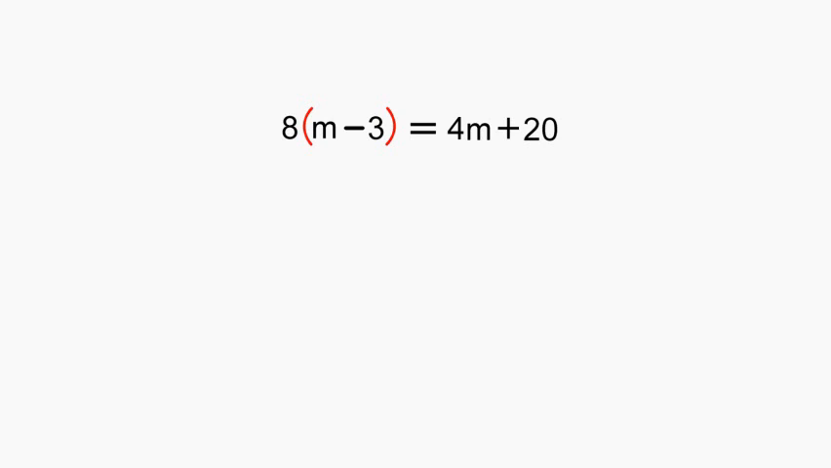The first step is that I have to remove or get rid of the parentheses on the left side before I can move things around. The 8 is going to multiply everything inside the parentheses. 8 times m to get 8m, and 8 times 3 to get 24. And I carry down the minus sign. I bring down everything on the right side just as it is.